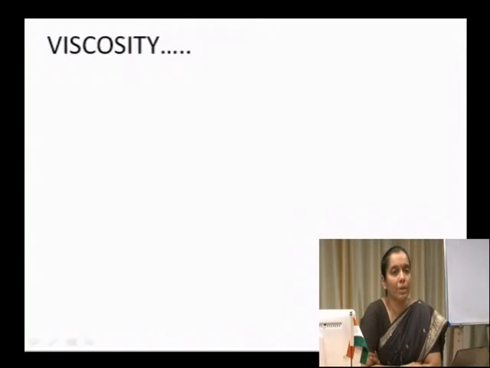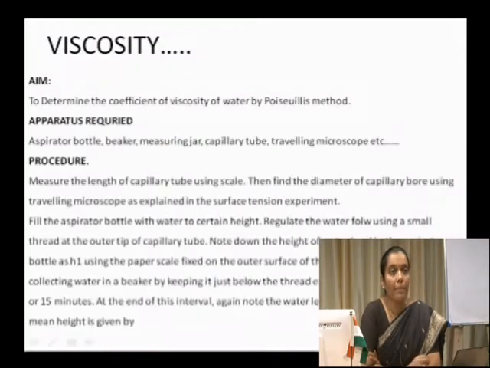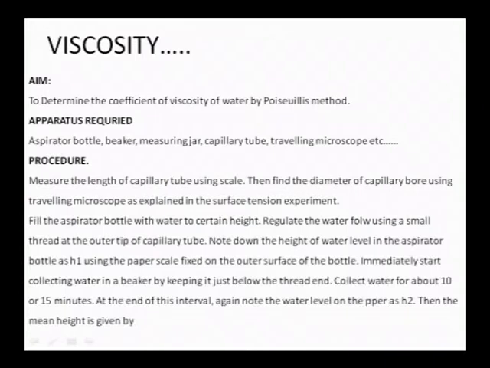The third experiment based on the properties of liquids is the viscosity. The viscosity of a liquid here is calculated using Poiseuille's method, and viscosity is defined as the property of the liquid, or the resistive force offered by different layers of liquid for the easy flow of the liquid. So, the aim of the experiment is to determine the coefficient of viscosity of water by Poiseuille's method.